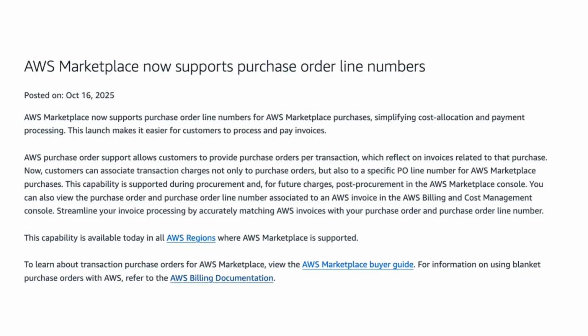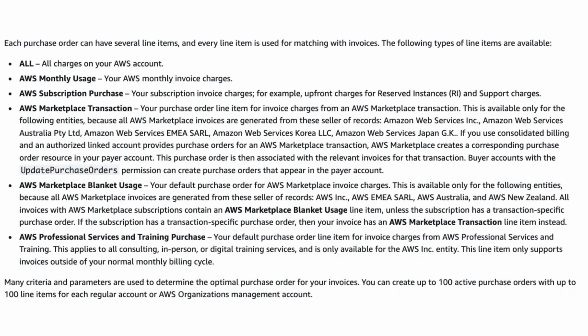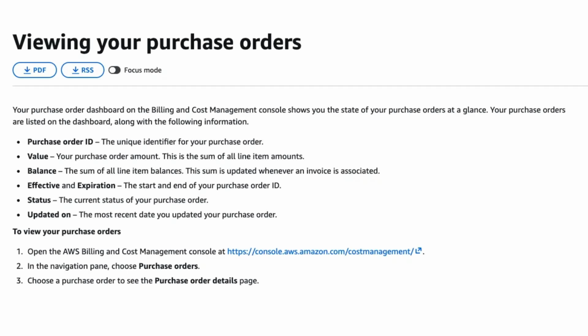Moving on to the next one, AWS Marketplace now supports purchase order line numbers so you can map charges to specific PO lines. You can now attach a purchase order line to Marketplace transactions during procurement or post-procurement for future changes, and see the PO and PO line number on invoices in the AWS Billing and Cost Management console. This capability is supported in all AWS regions where AWS Marketplace is available.